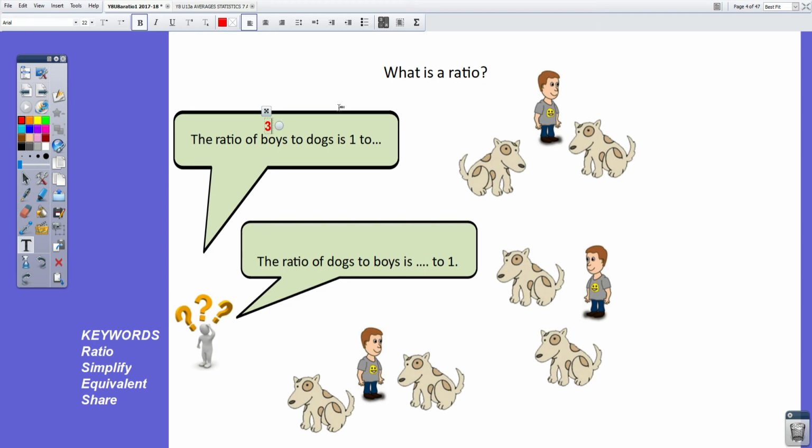Now we use a double dot, a colon, to represent ratio. And how many dogs have we got? 1, 2, 3, 4, 5, 6 dogs. So the ratio of boys to dogs is actually 3 to 6. That's how we say this, 3 to 6. But we want to write it as 1 to whatever. Can you see a number, a factor of both 3 and 6? What number goes into 3 and into 6? Well, both those numbers will divide by 3.